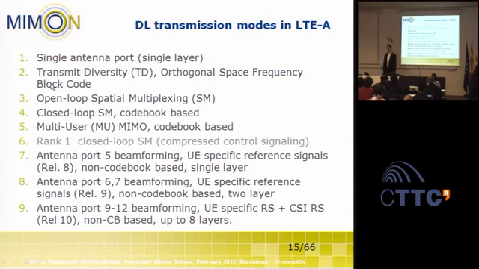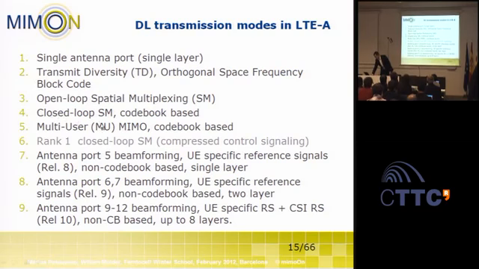Transmission mode 2 does not require any feedback of the channel state to the transmitter. This is based on orthogonal space frequency block coding. Transmission mode 3 is an open loop spatial multiplexing. Open loop means that there is no feedback from the receiver to the transmitter. Channel state information is not available at the transmitter. This mode basically consists of a random type of beamforming, so we are transmitting with different beams on different resource blocks.